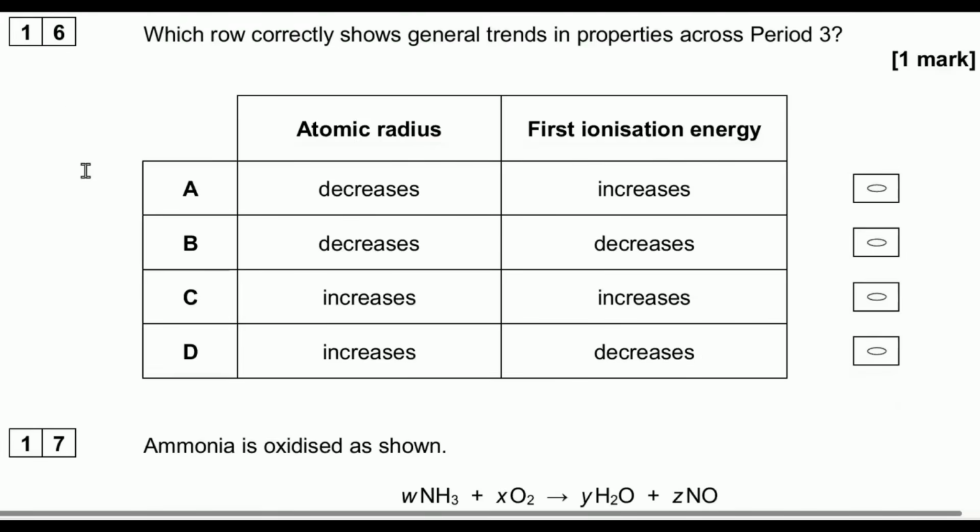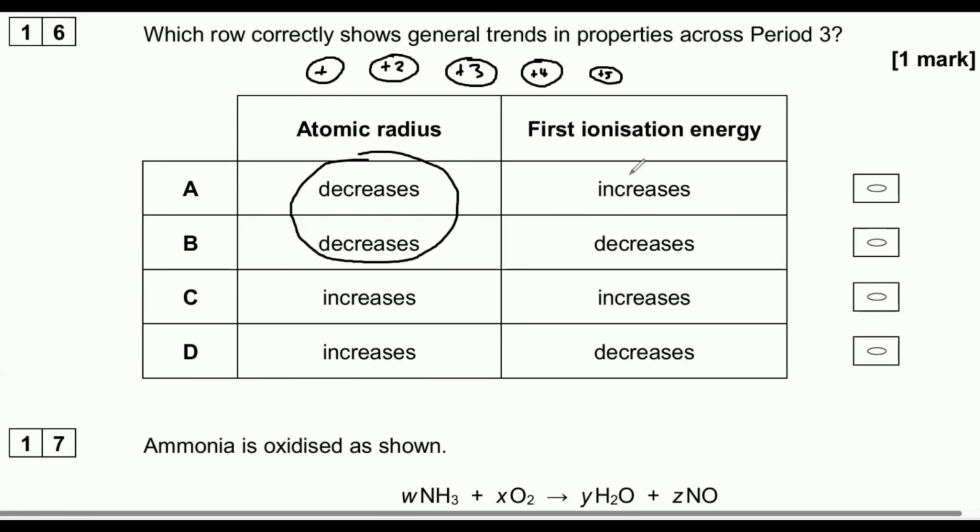Right, 16. Which row correctly shows the general trends and properties across period 3? Okay, so as you go across any period, the nuclear charge increases because we have an increasing number of protons. And if the nuclear charge increases, it means the outer electrons are being held more strongly, stronger electrostatic force between the nuclear charge and the outer shell electrons. And this means the atomic radius decreases slightly, and also it becomes harder to remove the first electron. So the first ionization energy increases.